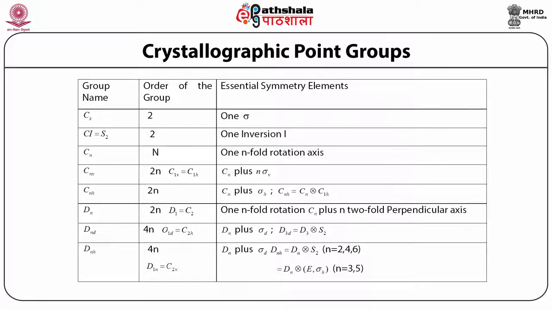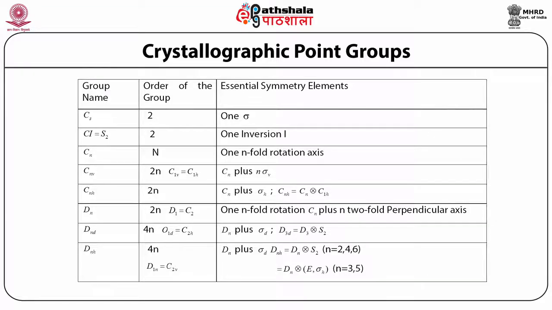Dn is the group whose order is 2n, and it has one n-fold rotation plus n two-fold perpendicular axes. And the group D1 is in fact identical to the group C2. The group Dnd has the symmetry operations of Dn plus a sigma d. So the number of elements of the group Dnd is 4n, and D1d in fact is equal to C2h, and D3d is obtained by the direct product of the group D3 with the group S2.